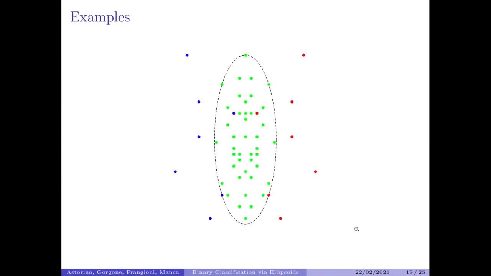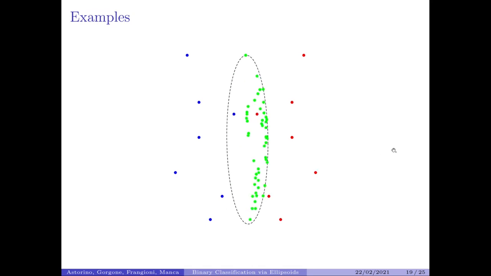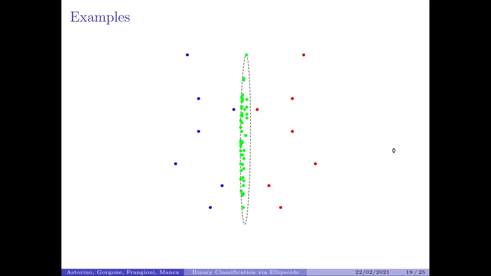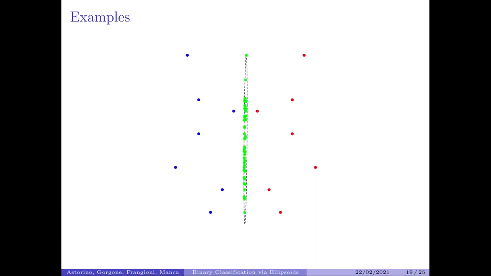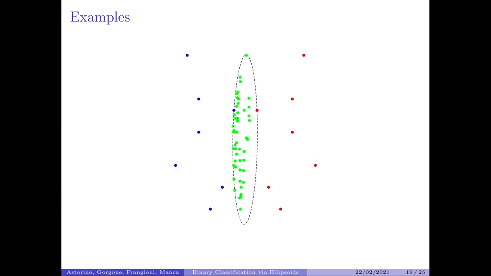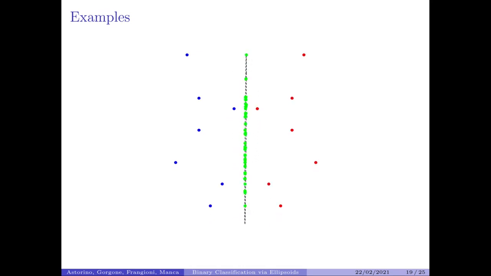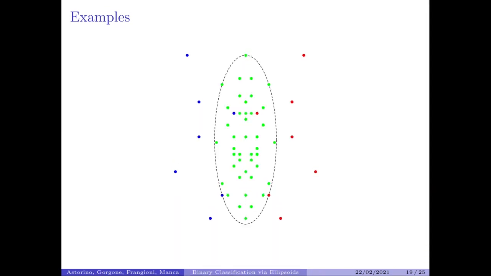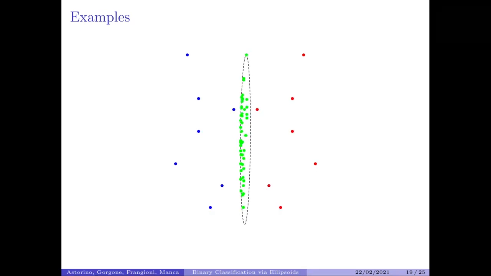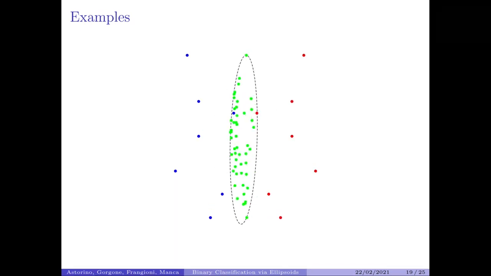And just to show you how the algorithm works, here you can see we have two sets of points, the blue points and the red points, so A and B. And the green points represent the points xij at the first iteration. As you can see, when the algorithm starts, the green points start to align into a line, because in this case the two sets are linearly separable. And the ellipsoid shrinks in a way that it contains all the green points, but none of the red or blue points. Because in this case, we didn't use any regularizing term, the ellipsoid can degenerate into a line.